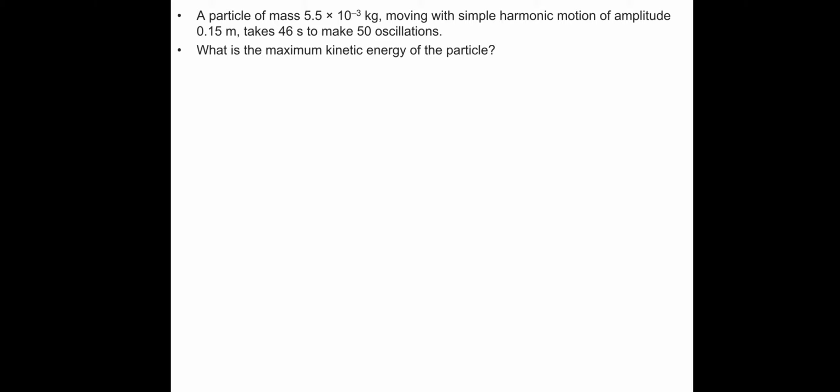So if you want to pause and have a go at this one. A particle of mass 5.5 times 10 to the minus 3 kilos, moving with simple harmonic motion of amplitude 0.15 meters, takes 46 seconds to make 50 oscillations. Again, what is the maximum kinetic energy of the particle? So again, we're going to maximum kinetic energy. So we need maximum speed.